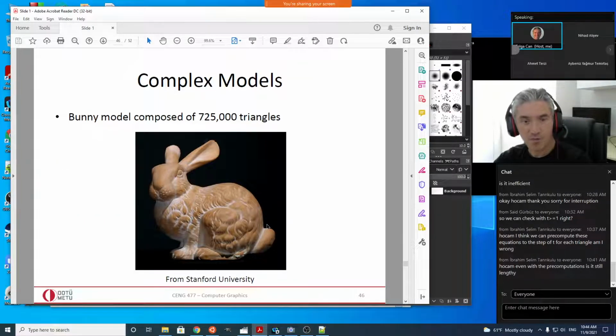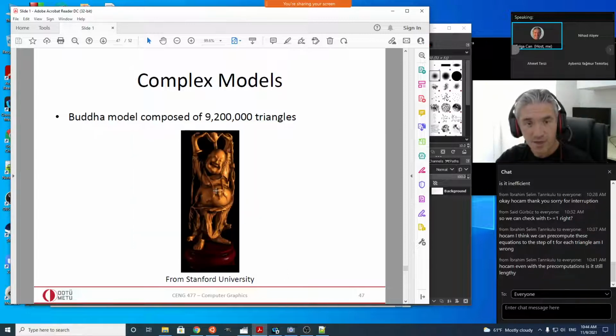So here are some complex models at the end of these slides before we take a 10-minute break. Let me just go quickly over them. This one has 700,000 triangles. They also contain some color texture information. This is not pure geometry. The fact that some parts, these crevices, are whiter and other parts are brownish means that there's some texture mapping applied on this body.